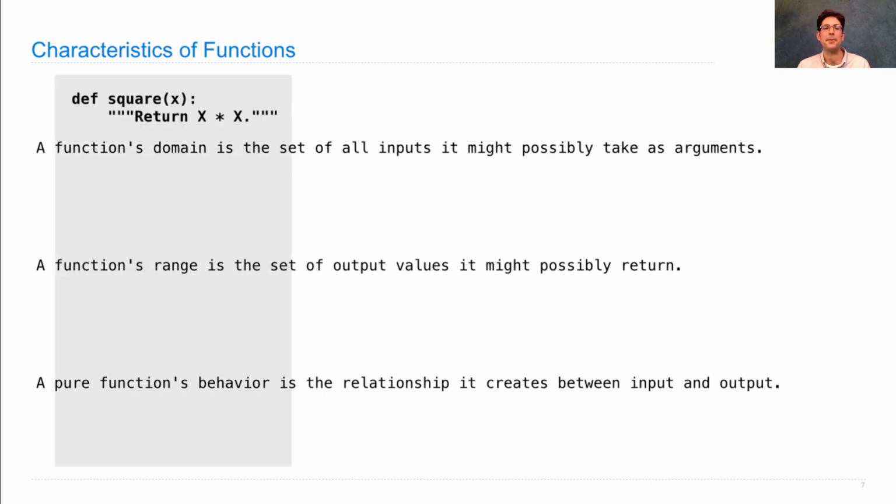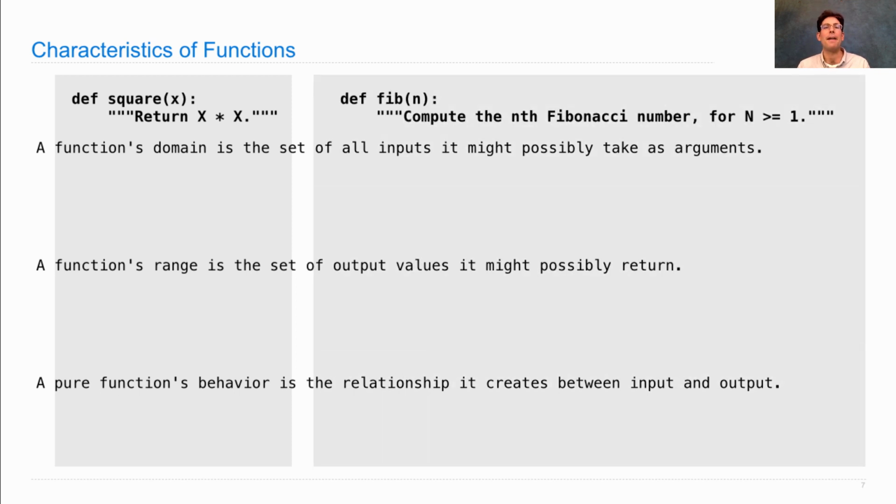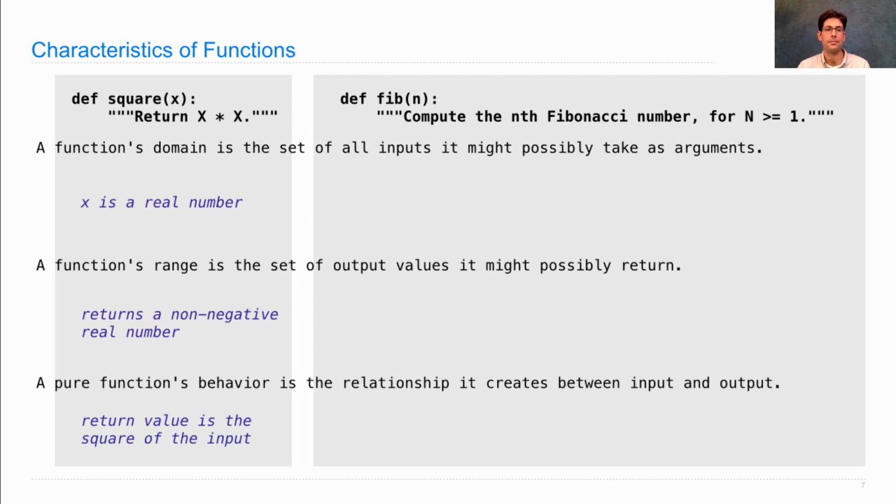Let's look at some examples. We have the square function that we've been talking about for a long time. Now we have the Fibonacci function, which computes Fibonacci numbers. What's the domain of square? Well, it's any real number x. What's its range? Well, square always returns a non-negative real number, meaning positive or 0. And what's its behavior? Well, the return value is the square of the input.